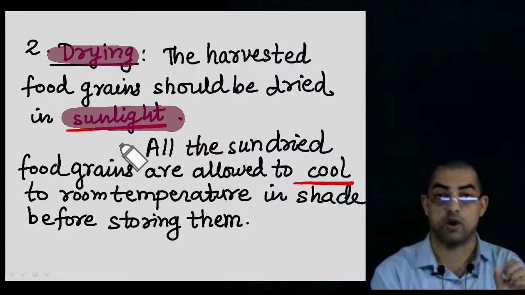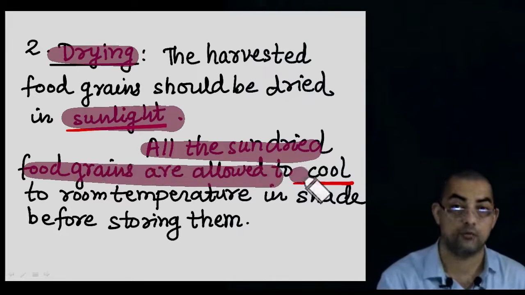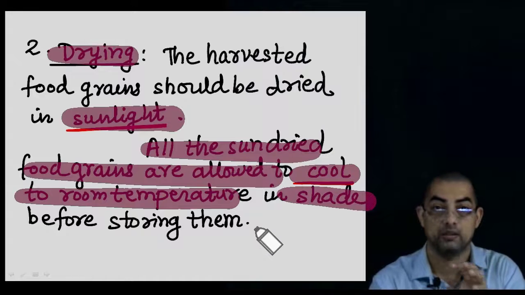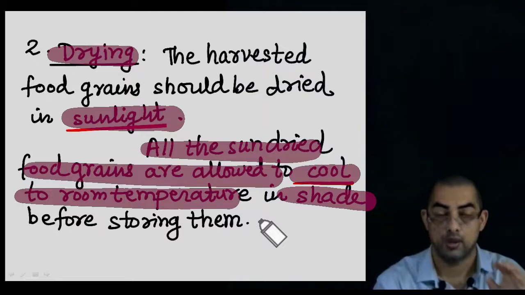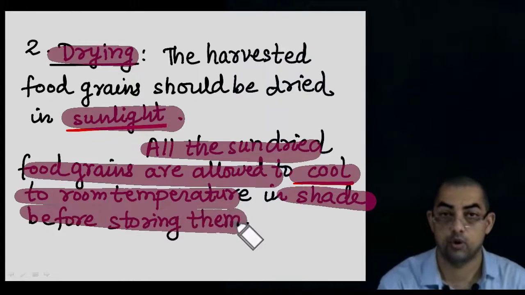Now, once you have dried your crop in sunlight, you have to take your food grains and allow them to cool down to room temperature in shade. Don't directly sun dry and then put it into the boxes or into the gunny bags. No, let it cool down on its own under shade before storing them.